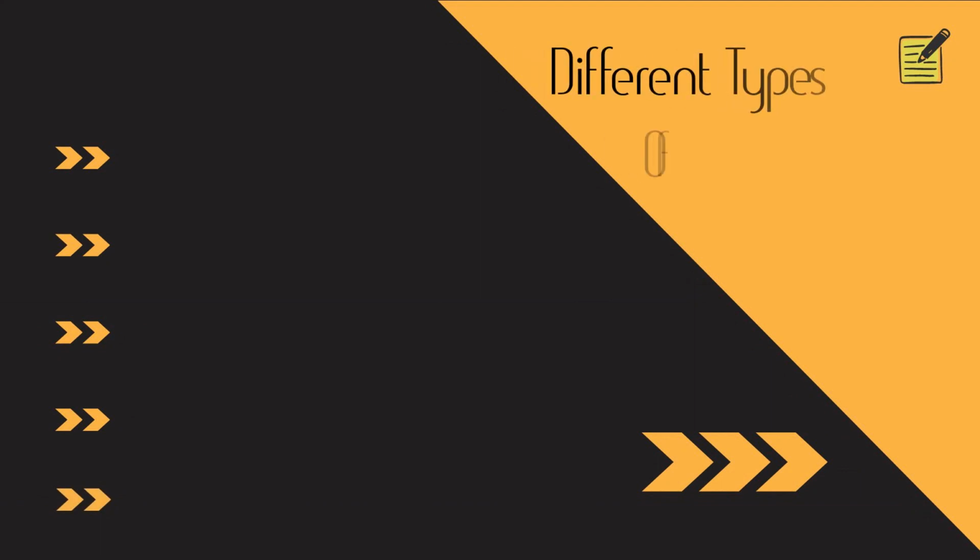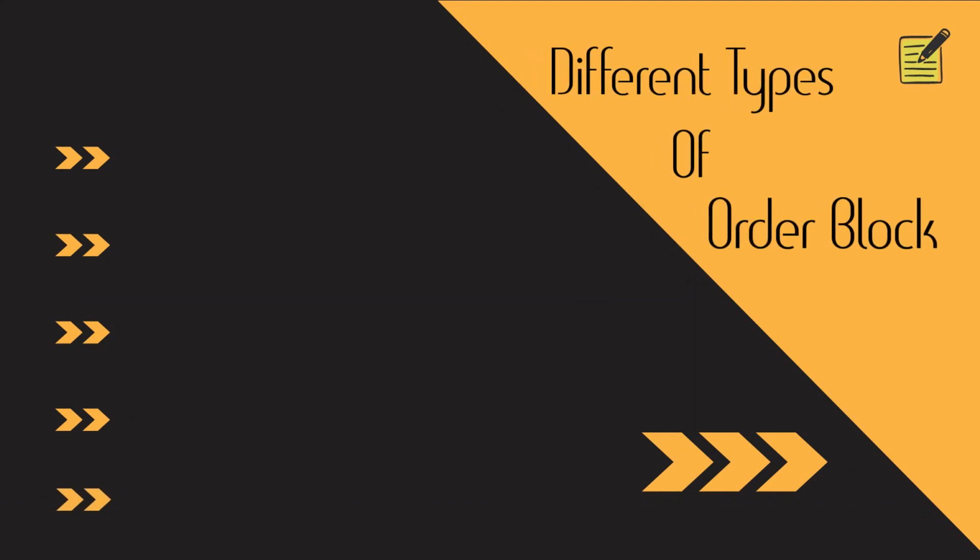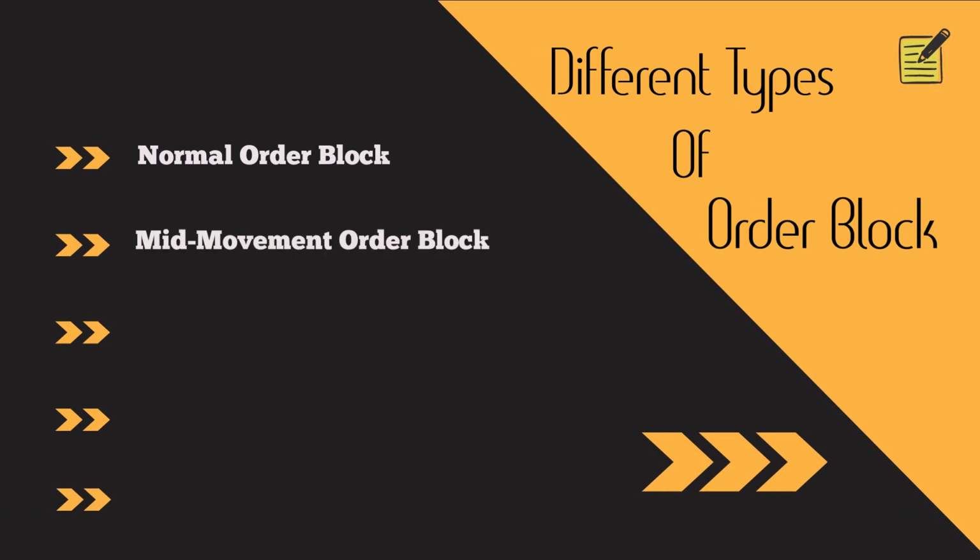Now, let's check out different types of order blocks. First is normal order blocks, which we already explained. Next is mid-movement order blocks.